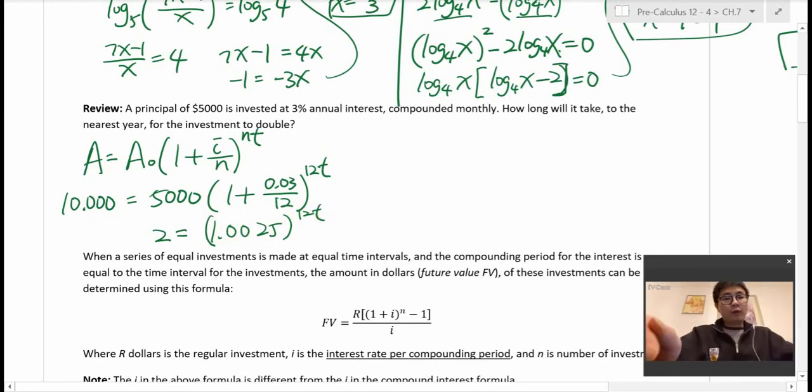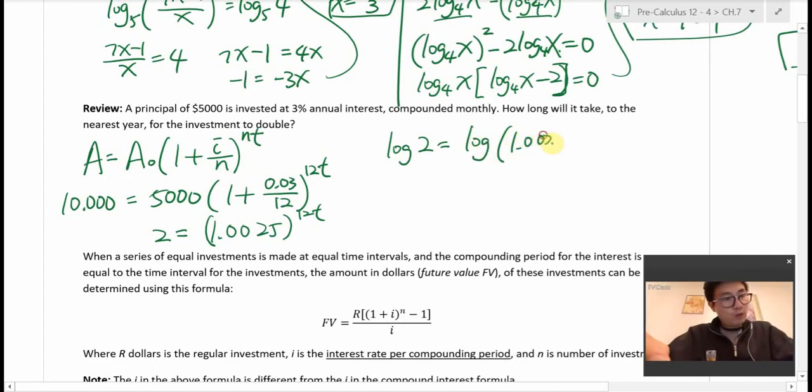Now from here you can log both sides. You should get log 2 equals log of 1.0025 to the power of 12t. Now we can bring 12t to the front.